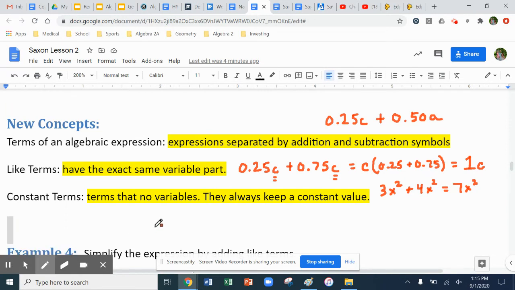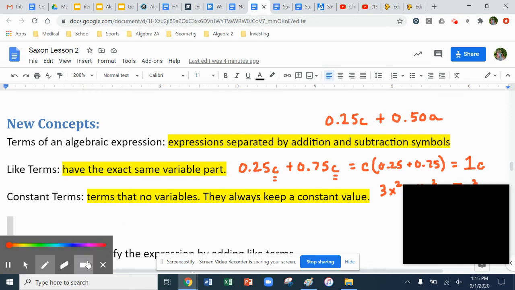Lastly, we have constant terms. Constant terms are the terms that have no variables. They keep a constant value. If your algebraic expression has no constant, like this expression up here has no constant, then we would just say that the constant is 0. So I guess technically it always does have a constant. The constant would be 0.